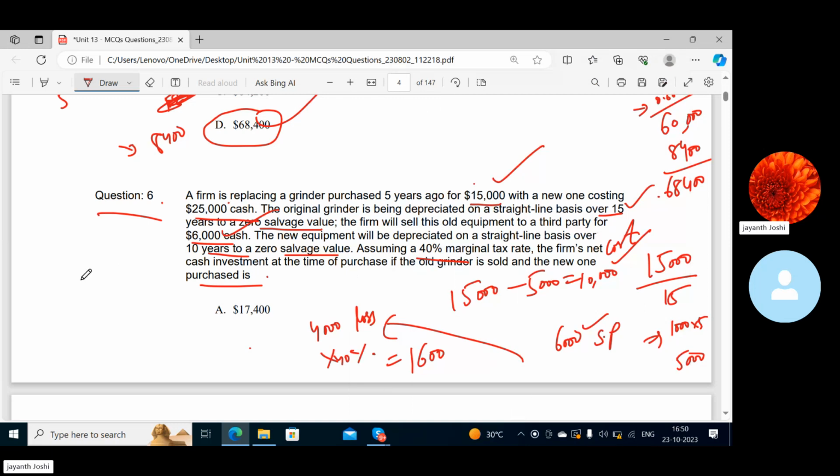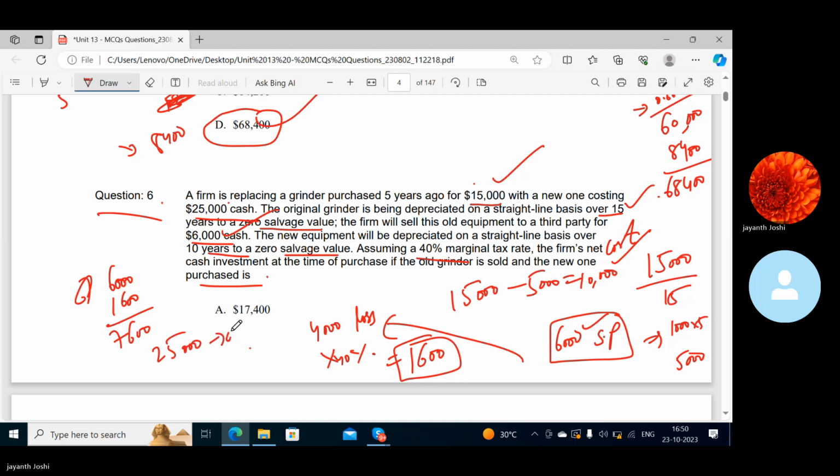So the inflow is they are selling it for 6,000 and they are getting a tax benefit of this, so 6,000 plus 1,600, 7,600 is the inflow, right? And the outflow in that year itself is 25,000. Inflow from the old machine in the fifth year and outflow for the purchase of the new machine in the fifth year. What is the net? 25,000 minus 7,600 is 17,400. This is the answer.